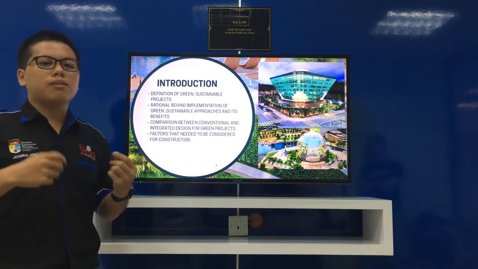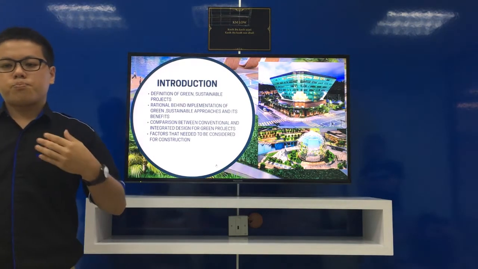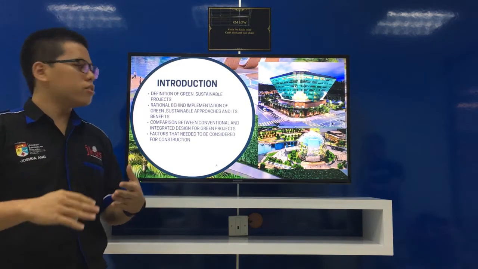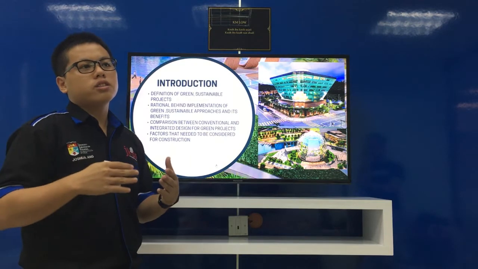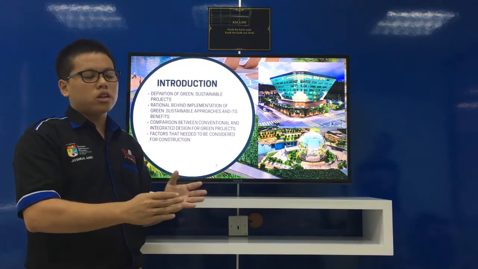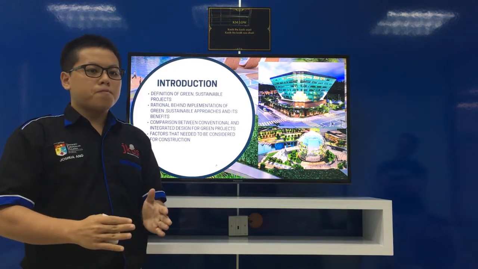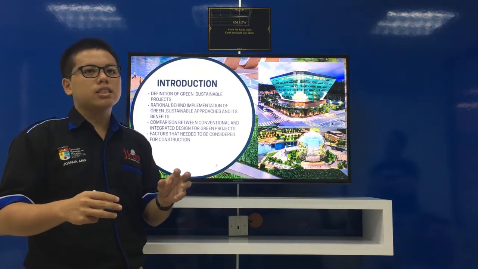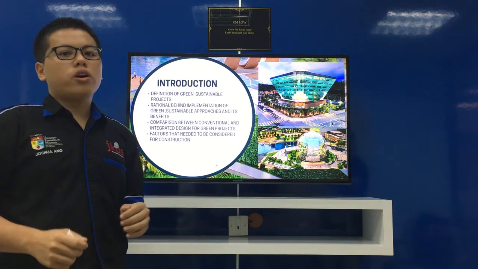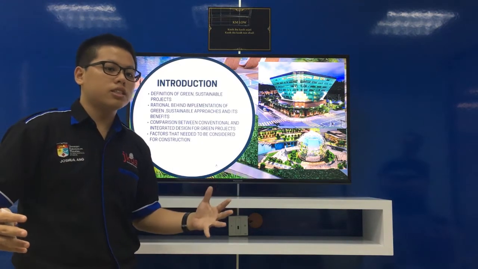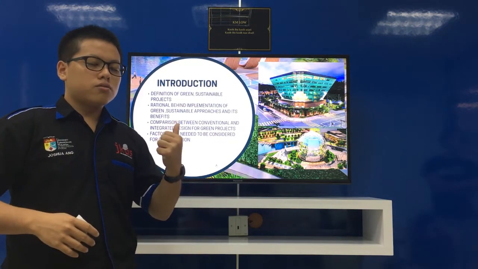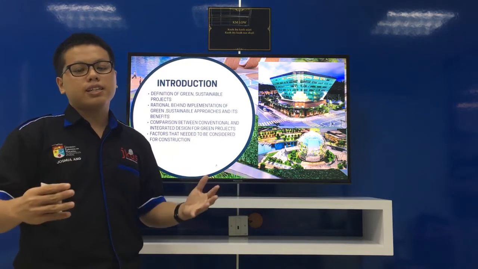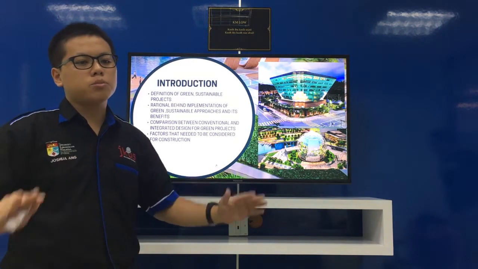Therefore, to overcome these circumstances, we came up with a new approach, which is known as the integrated design process, which consists of conceptualization, design and build. Conceptualization is where the owner hires a group of qualified stakeholders such as engineers, contractors, consultants, the owner and the architect to design the building based on green and sustainable approaches.